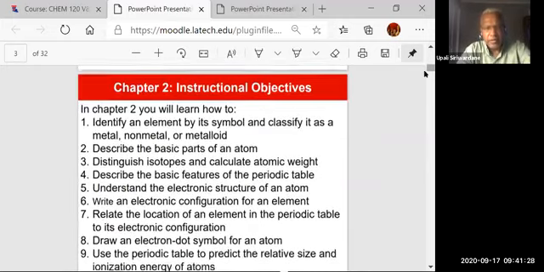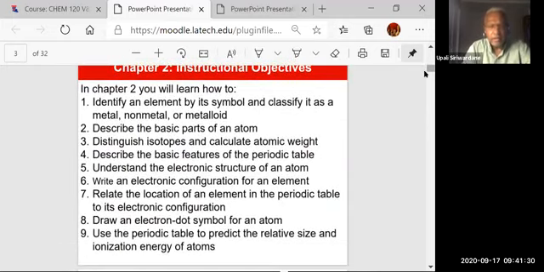These are the objectives. You have to know elements by symbol and be able to classify them as metal or non-metal based on the periodic table. Describe the atom and subatomic particles. Distinguish between isotopes of a certain element. The atomic weight reported on the periodic table is the average atomic mass based on different compositions of isotopes. You do an average calculation.